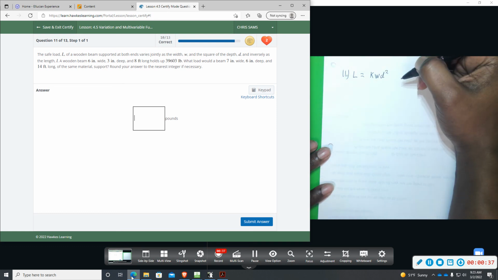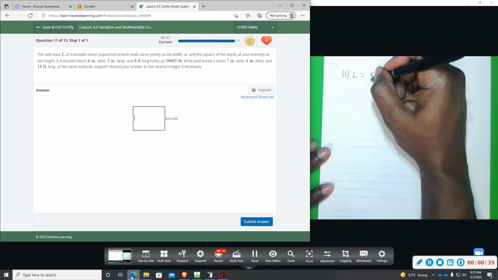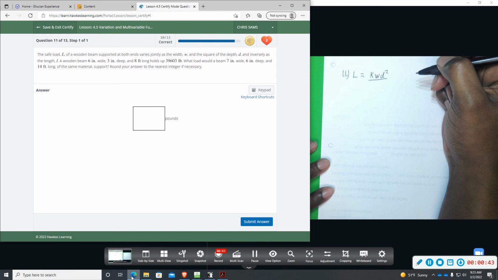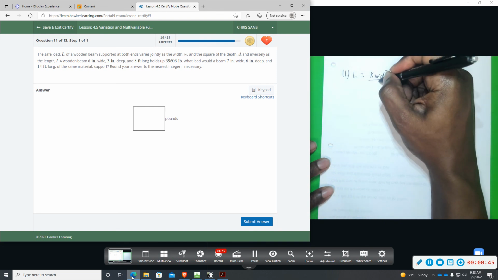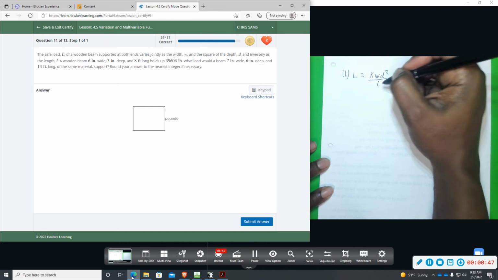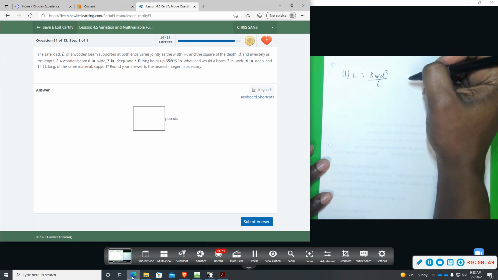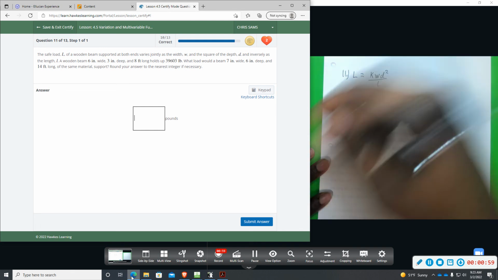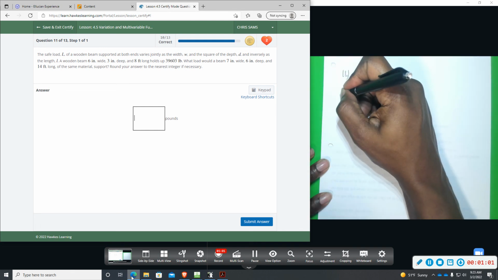And then it says, and inversely, so now we're dividing all of this with the length. I'm going to do a lowercase l. So I use a capital L for load and a lowercase l for length. And then we're given a wooden beam 6 inches wide. So that would be the width. So I'm going to say W equals 6.